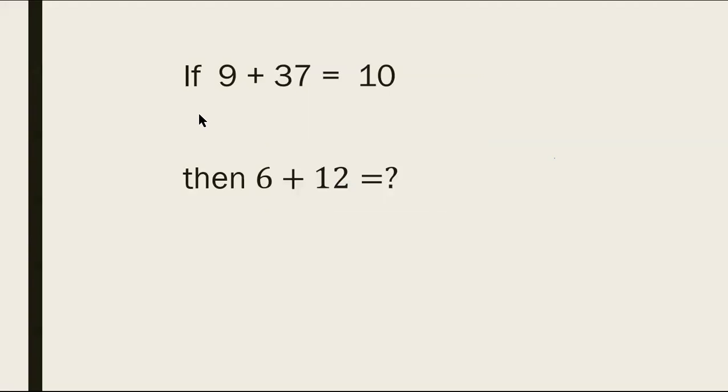For example, you talk to a friend at 9 o'clock, and that friend tells you that he'll see you after exactly 37 hours. Then what time will it be when you both meet? If you calculate what time it will be after 37 hours when you count from 9, that would be exactly 10 o'clock.